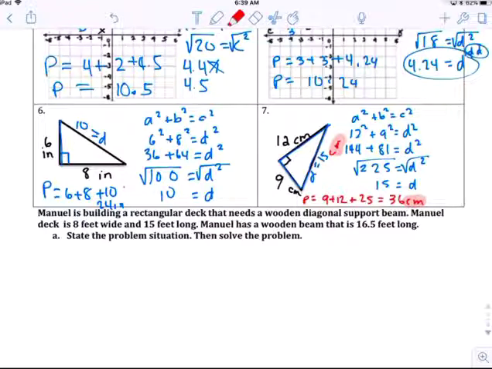Manuel is building a rectangular deck that needs a wooden diagonal support beam. Manuel's deck is 8 feet wide, so he's building a deck that needs a wooden support beam.